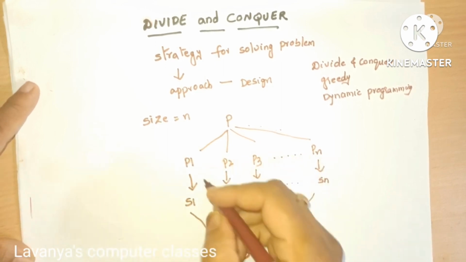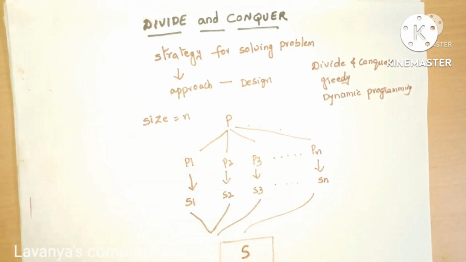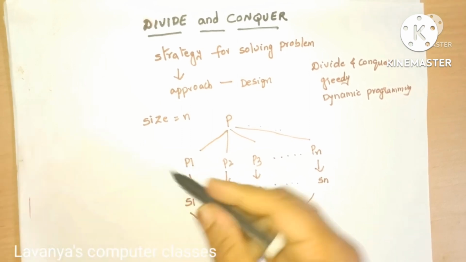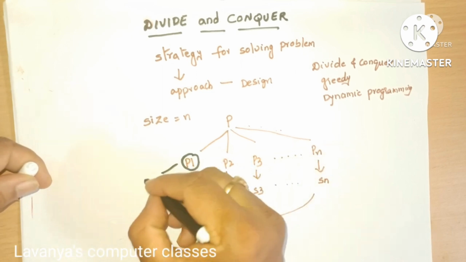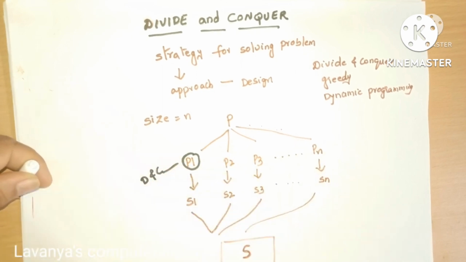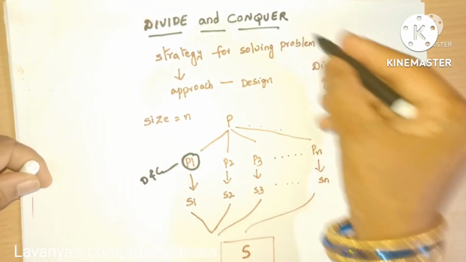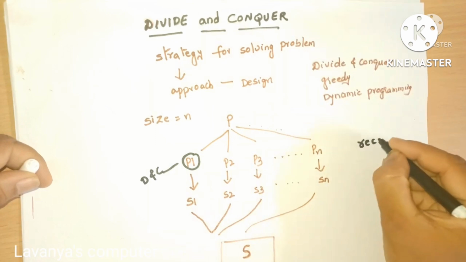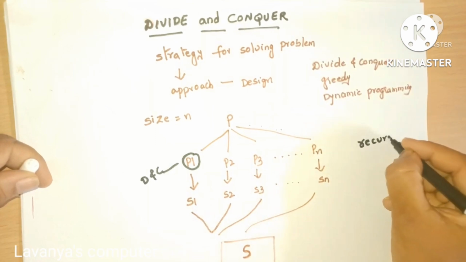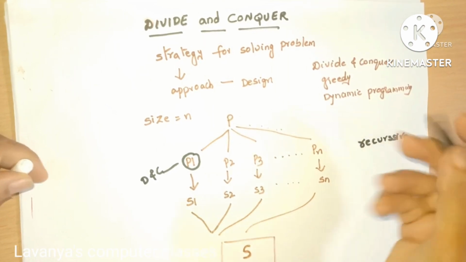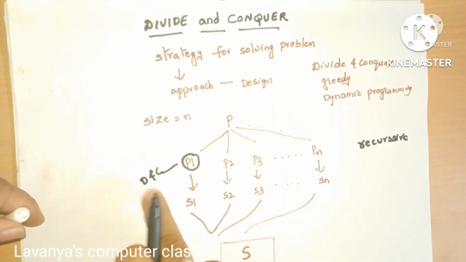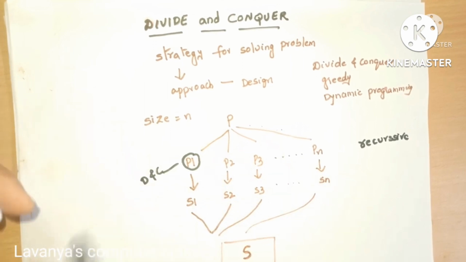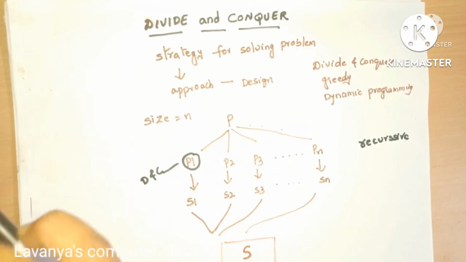So it is divided. For example, after dividing into sub problems like this, if the size is still large, then again we apply the divide and conquer method. That's why divide and conquer is known as a recursive process. Because after dividing, if we feel the size is still large, it is divided again into subproblems, like this. So this is the divide and conquer method.